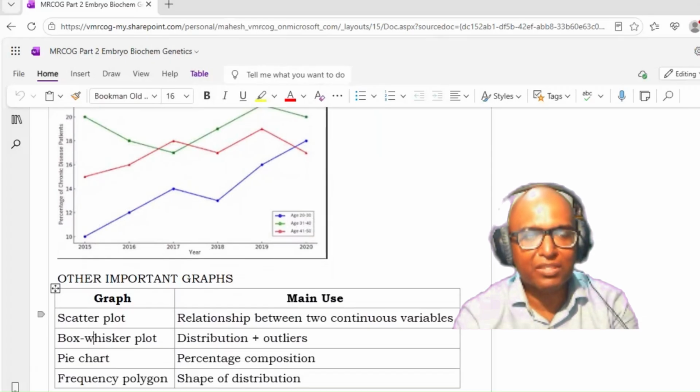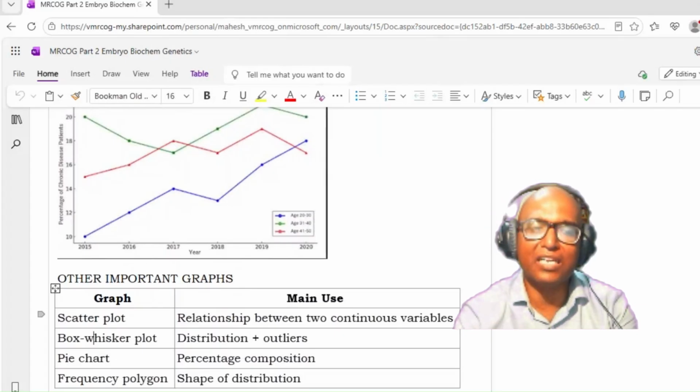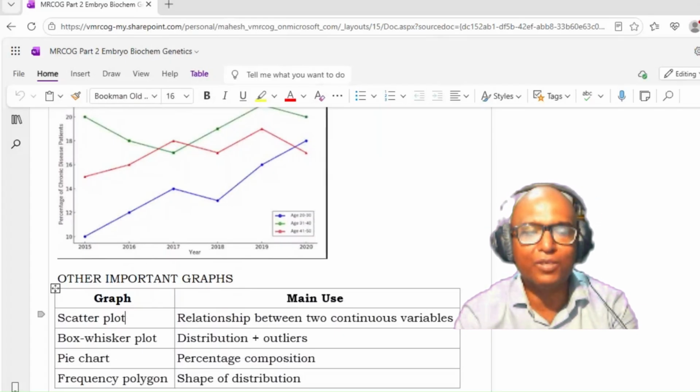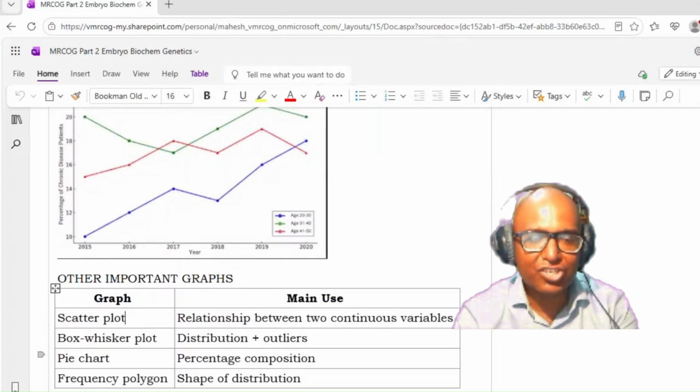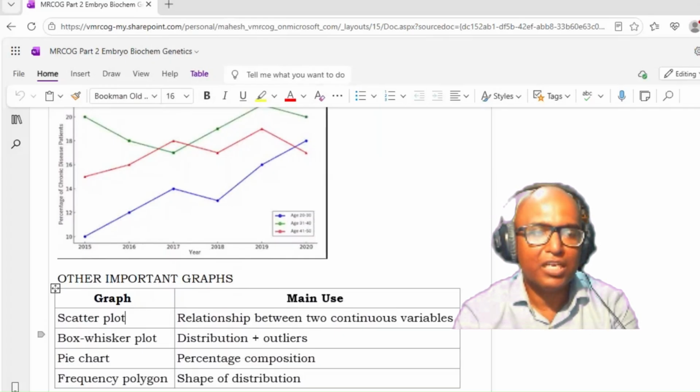Now, apart from this, that is the histogram, bar diagram, and the line graph, there are some others, and these are also asked in the examination. They are the scatter plot, box whiskers plot, pie chart, and frequency polygon. Especially the scatter plot and the box whiskers plot you should know. These concepts are asked.